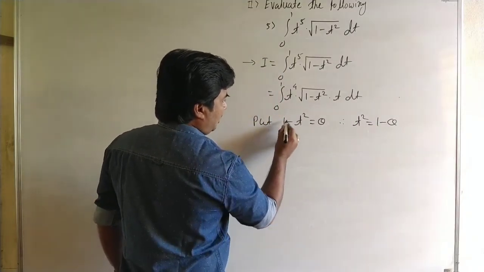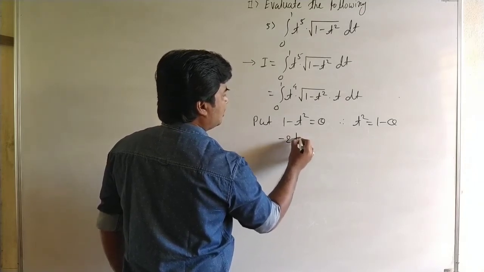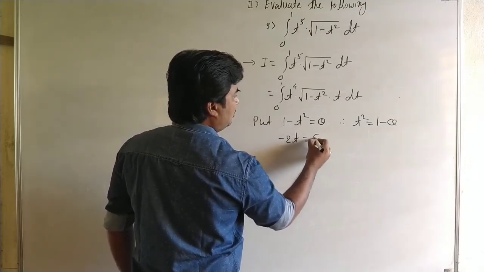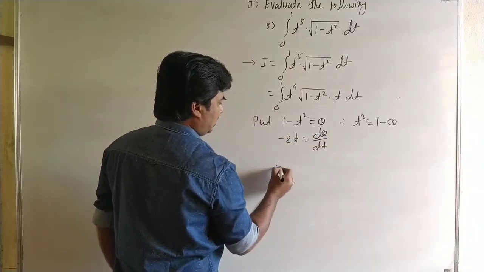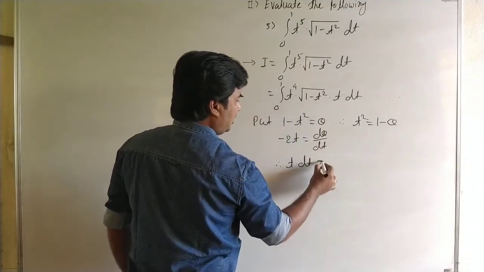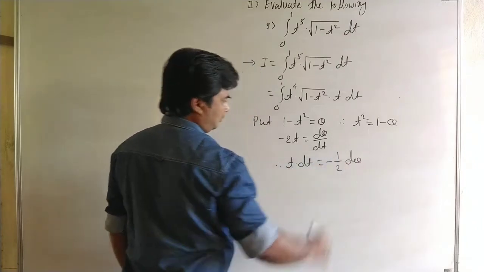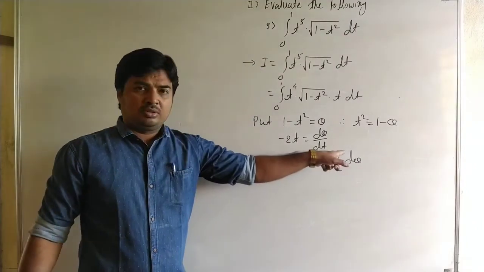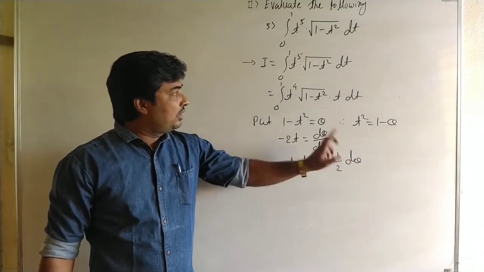And now take the derivative. It is 0 minus 2t is equal to d theta by dt, differentiating with respect to t. Therefore t into dt is equal to minus 1 by 2 d theta, taking this minus 2 to the right-hand side. Now t dt is equal to minus 1 by 2 d theta.